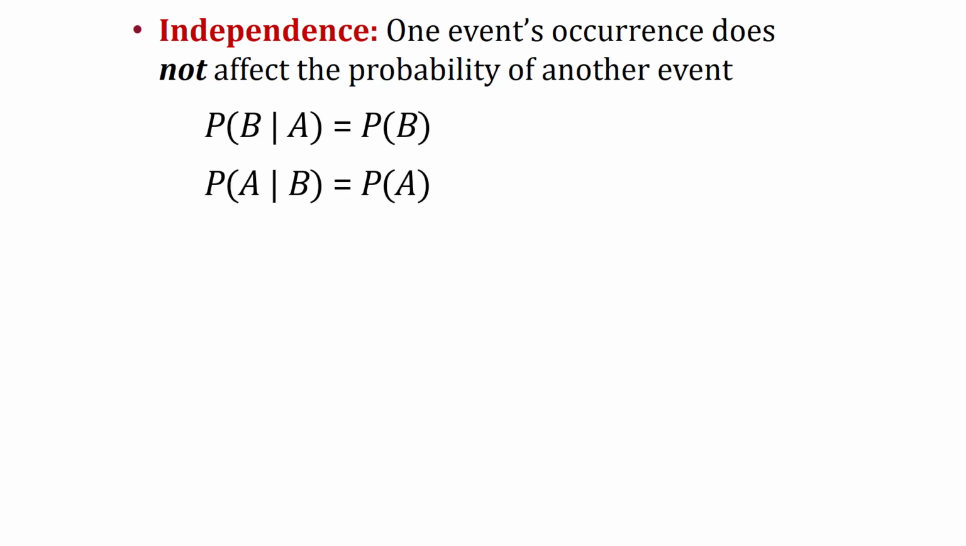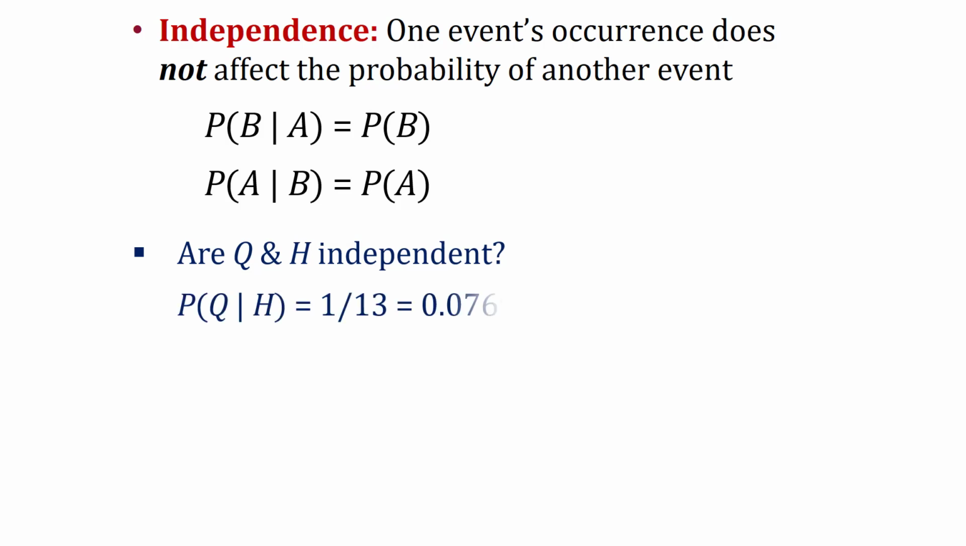To go back to an example we've seen multiple times so far, if we draw one card from a deck of cards, and we have one event Q representing that the card is a queen, and another event H representing that the card is a heart, we can ask the question, are these two events, Q and H, independent? In order to check this, we need to do a comparison of probabilities like we just talked about. So I'm going to pick one, the probability of drawing a queen, given that it's a heart.